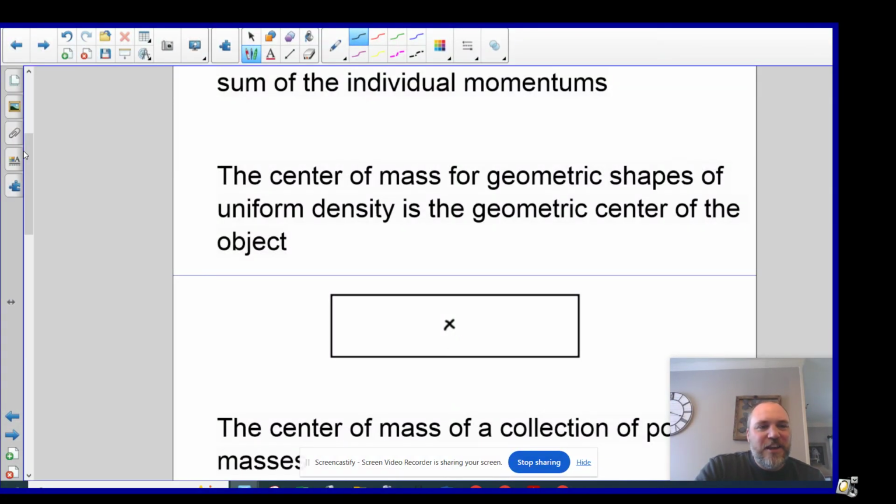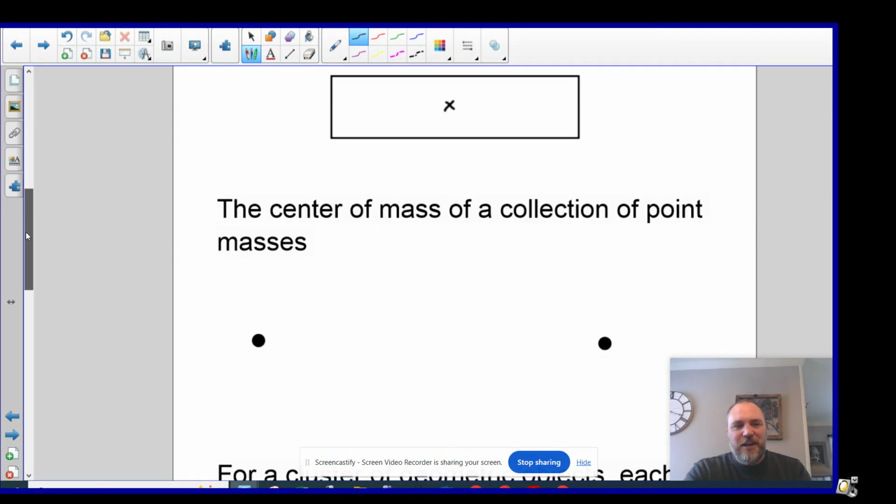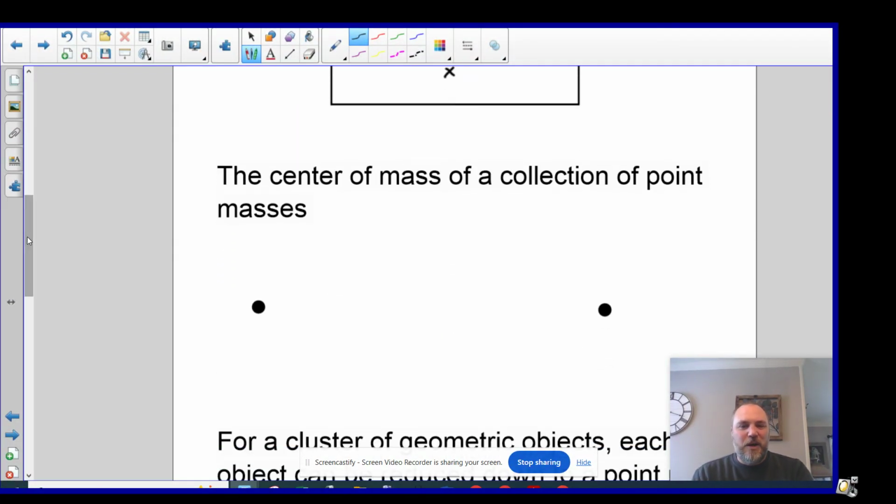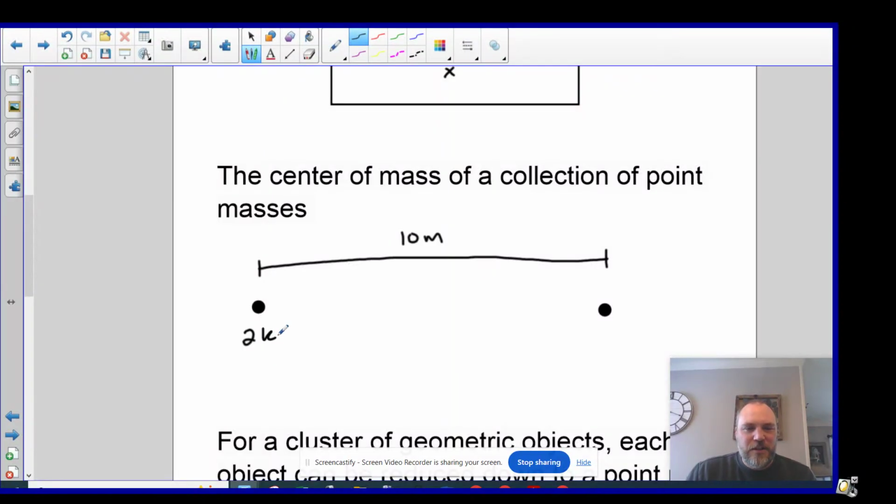Okay. If it's a collection of masses, for example, I can't just take these two objects here and balance them on my pencil because there's a big gap between them. So if we need to calculate the center of mass between these two, we will need their distance. We will need to know how far apart they are. So I'm just going to use 10 meters. And then I also need to know their masses. So let's use 2 kilogram and let's use 6 kilogram.